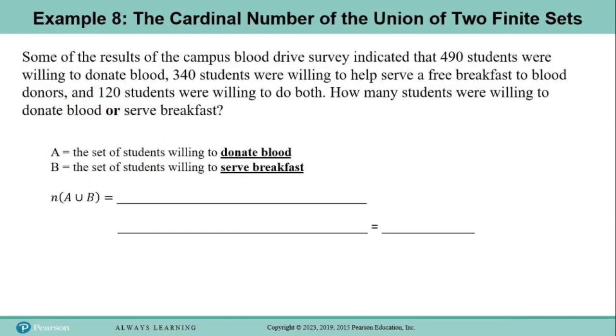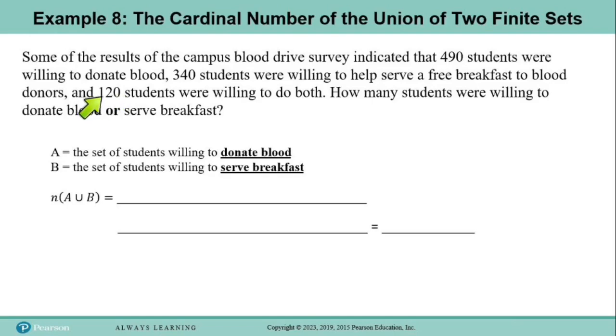So let's look at a real-life example in example 8. It says, some of the results of the campus blood drive survey indicated that 490 students were willing to donate blood, 340 students were willing to help serve a free breakfast to blood donors, and 120 students were willing to do both. How many students were willing to donate blood or serve breakfast? So your first thought might be, well, why don't we just add the 490 students who were willing to donate blood and the 340 students who were willing to help serve breakfast, and the total of those will be the total of students who were willing to do one or the other.